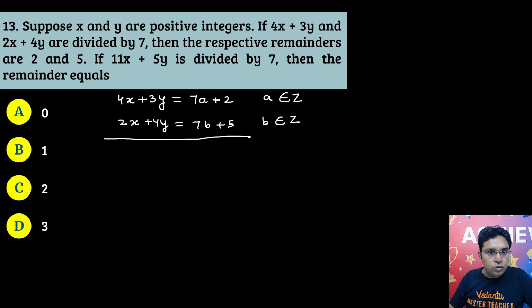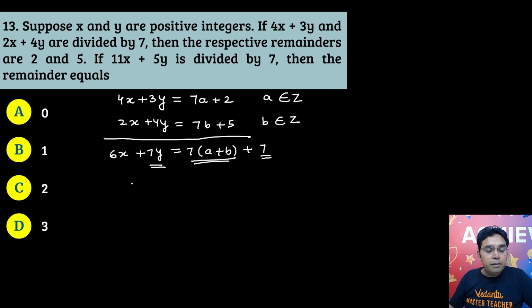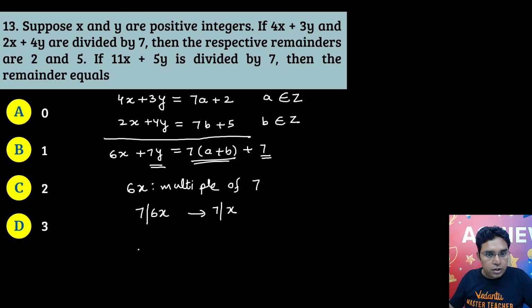Now if we add these two, you get 6x plus 7y is equal to 7 times a plus b plus 7. Now we can check that on the left side and right side, these three terms are multiples of 7. That means my 6x should also be a multiple of 7. That means 7 divides 6x, but because 7 cannot divide 6, that means 7 will divide x. That means my x will be some 7 times c. It will be a multiple of 7.